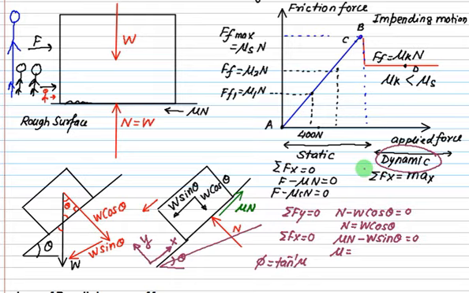That is dynamic motion. Correct? If the slope is like this, the body is always in static condition. So if the body is static, you can apply this equation and you can find out mu or mu s, what you want. But if the plane is like this, the body will start moving, always in motion.